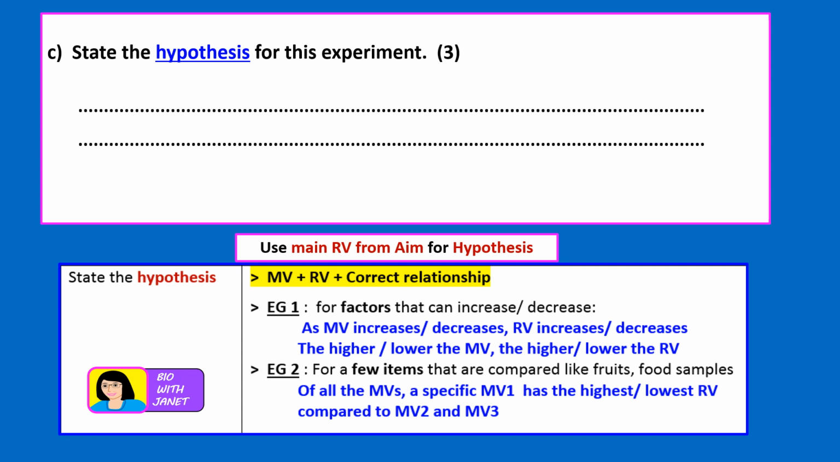Next is to state the hypothesis for this experiment, 3 marks. So you can try the question first. Remember, hypothesis must have, again, 3 components. As you see here, let's look at the requirements for hypothesis: MV, RV plus correct relationship. So try this question first, and we'll look at the answers afterwards.